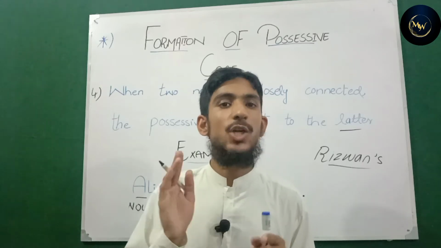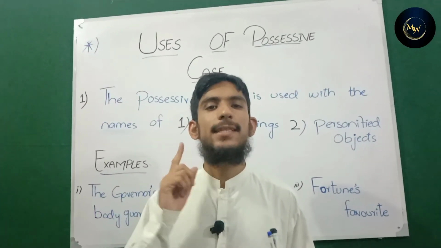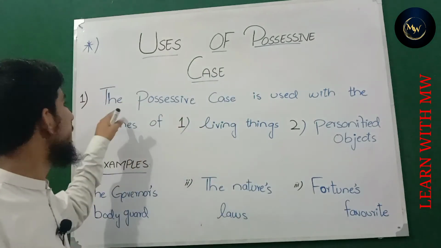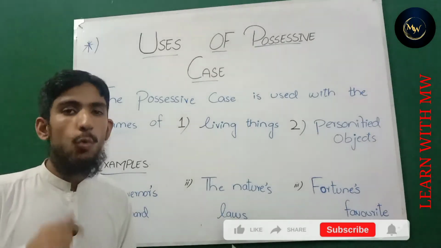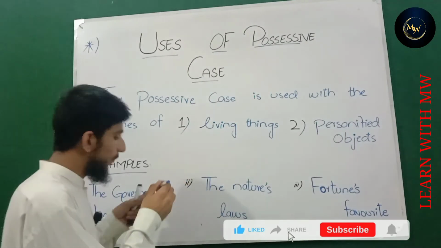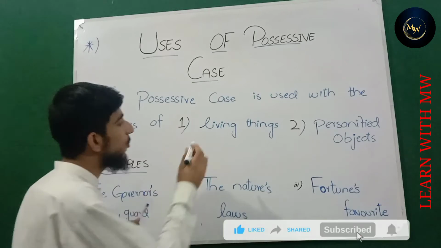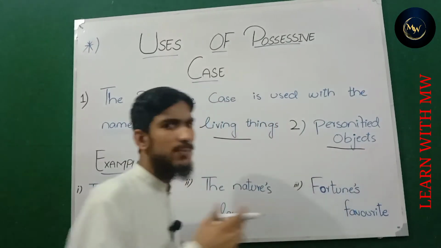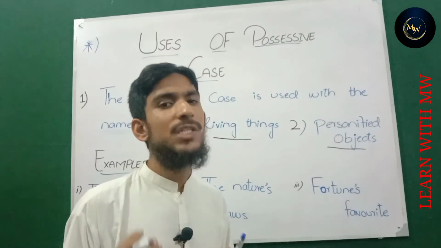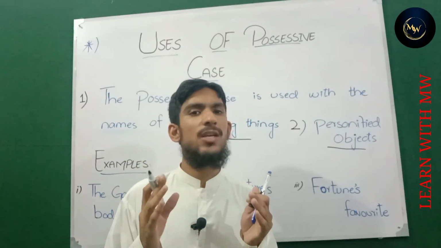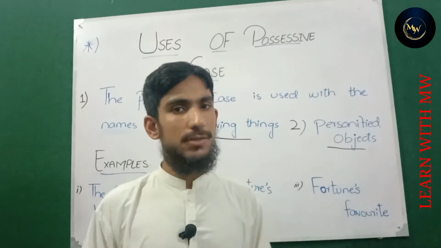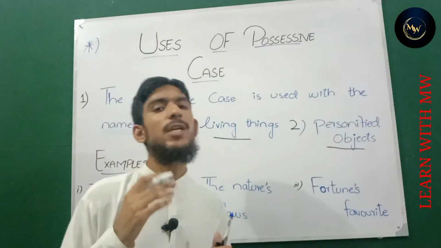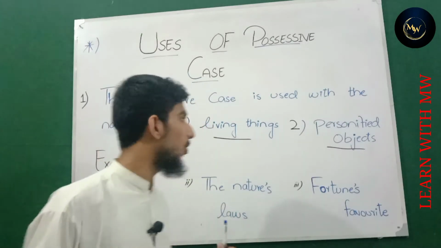Now we will discuss the uses of the possessive case, where the possessive case is used. So the first use is that the possessive case is used with the names of living things, and also with the names of personified objects. So what is personification? Basically we represent abstract ideas as persons or as creatures. It is called personification, which applies to non-living things, but we give them the qualities of living objects or living creatures.